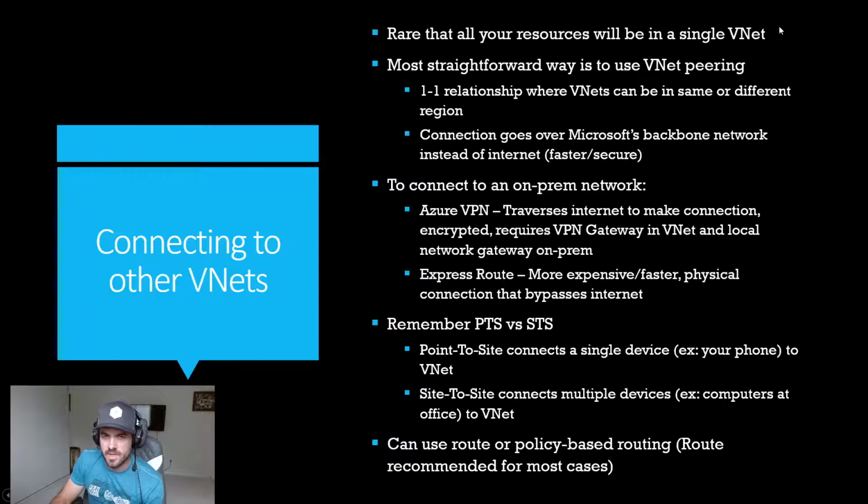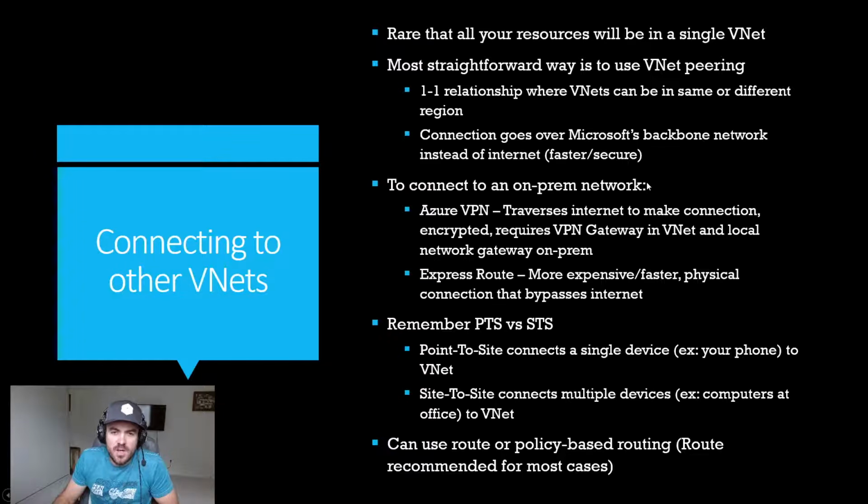Okay. So if you want to connect to other VNets, because it's rare that all your resources will be in a single VNet, the most straightforward way to do this is to use VNet peering, where you have a one-to-one relationship where your VNets can be either in the same or a different region. The connection goes over Microsoft's backbone network instead of traversing the internet, which is faster and, of course, more secure because it stays off the public internet.